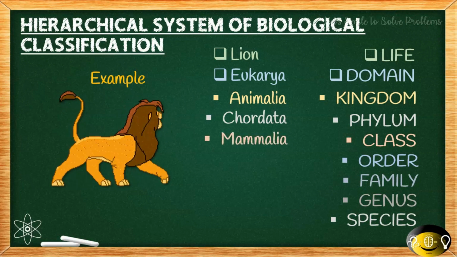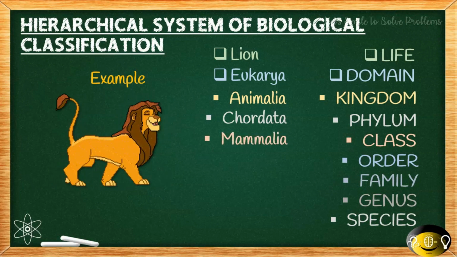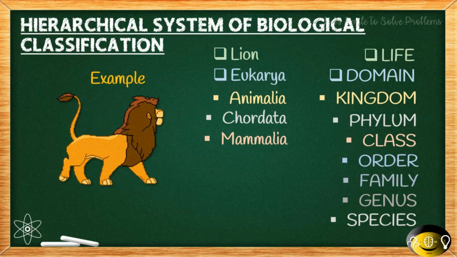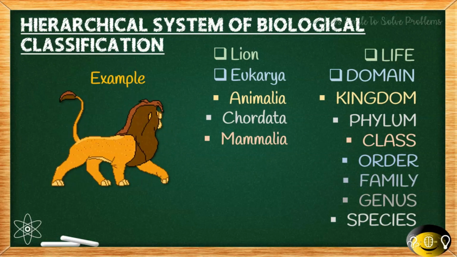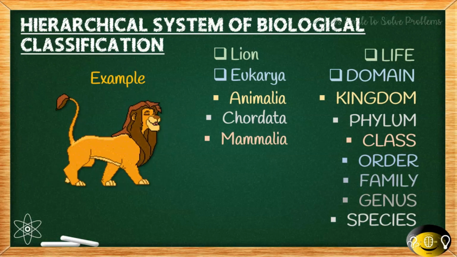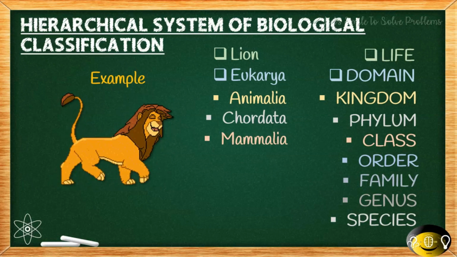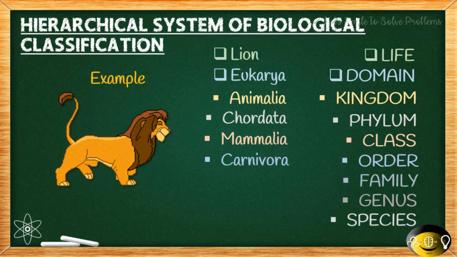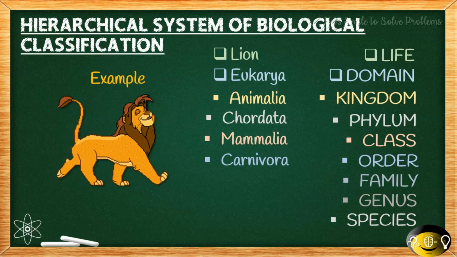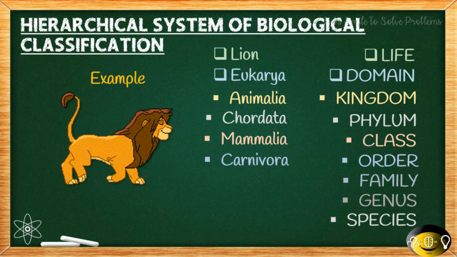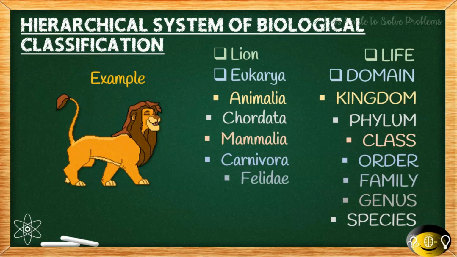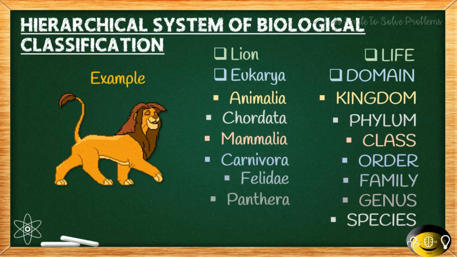The class is Mammalia. Lions are mammals because they are warm-blooded, have hair or fur, and nurse their young with milk. Next is order, that is Carnivora. Lions are in the order Carnivora because it indicates that they are carnivorous, they eat meat, animals, right? Family is Felidae and the genus is Panthera.